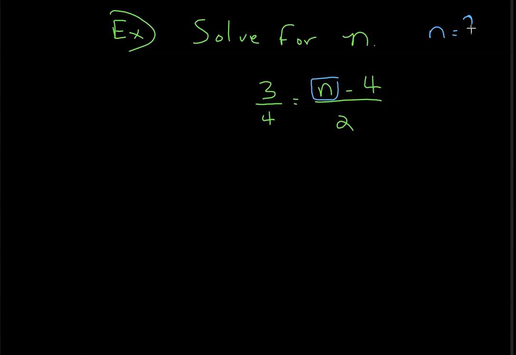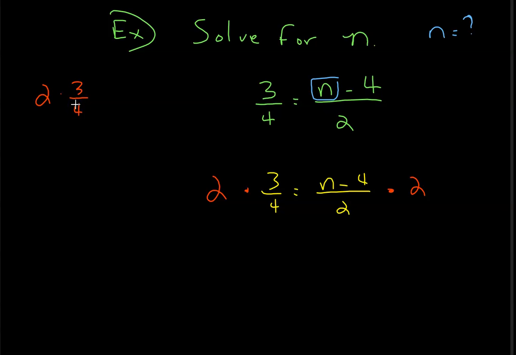So to begin this problem, in order to get n alone, I will multiply both sides of the equation by the number at the bottom of the fraction that has n in it. So let's draw a new line. The equation is 3 over 4 equals n minus 4 over 2, and I multiply my left side and right side by 2. So what I have now is 2 times 3/4.